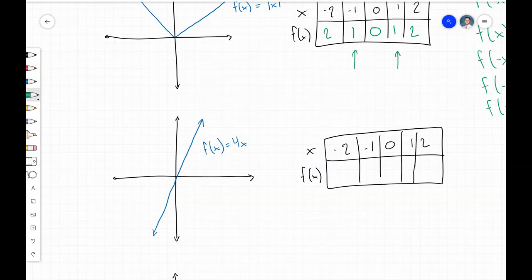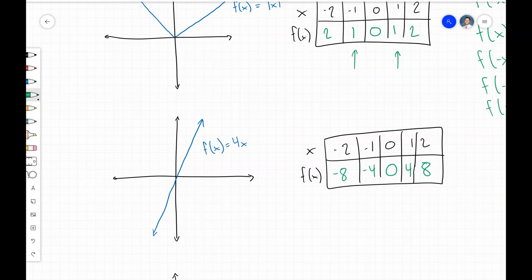So let's start at 0. f of 0 would be 4 times 0, which is 0. f of 1 would be 4 times 1, which is 4. And f of 2 is 4 times 2, which is 8. Now, going into the negatives, f of negative 1, that's 4 times negative 1, which is negative 4. And 4 times negative 2 is negative 8.